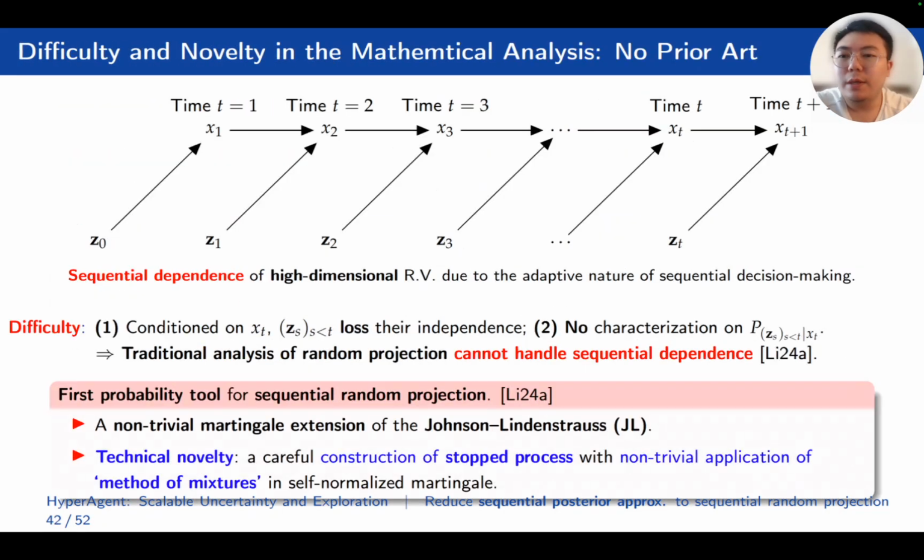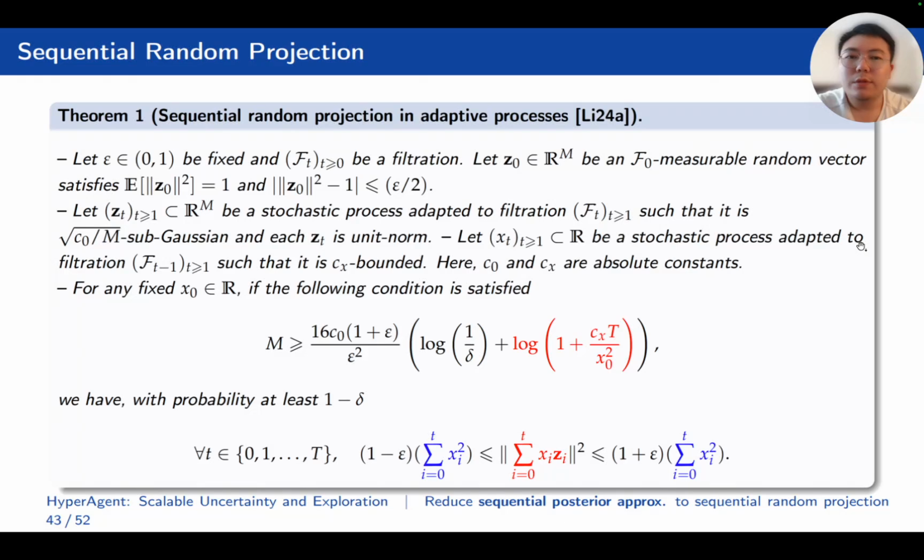The difficulty behind the mathematical analysis is due to the sequential dependence. And we develop new tools in martingale theory to handle such sequential dependence. And please refer to the paper for the detail. And this is very interesting, I think, and maybe it can be applied to other problems. And we have some new constructions of stopped martingales and vector martingales. And this is the theorem. I'm not going into detail.